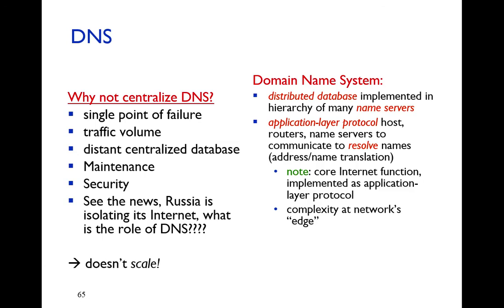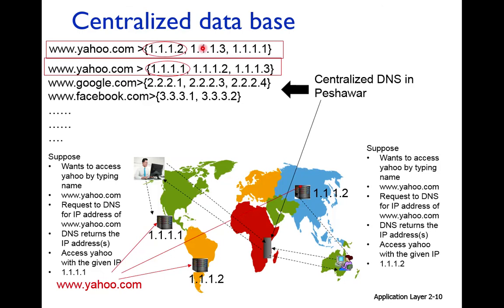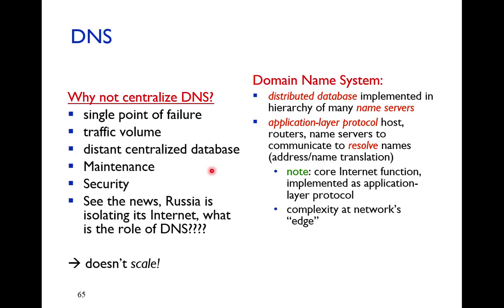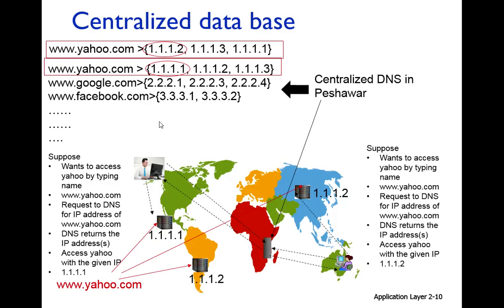So why not centralized? Up to now we have discussed that there is a single DNS server, supposedly located in Peshawar, and it stores the IP address and the name of all machines that are present over the internet. So what is its disadvantage? The first disadvantage is single point of failure. What does it mean? It means that if this DNS fails, then no one can access the internet.